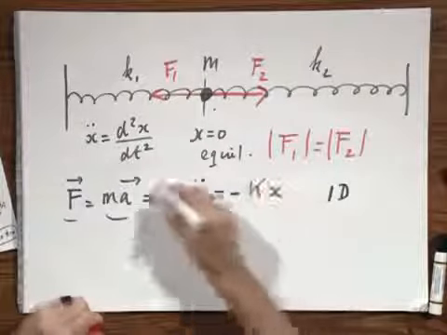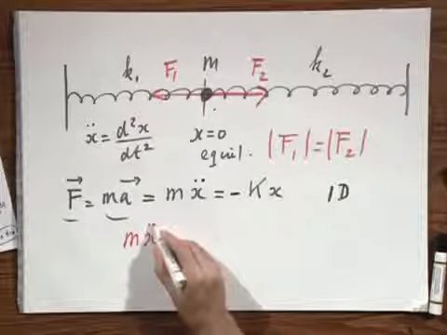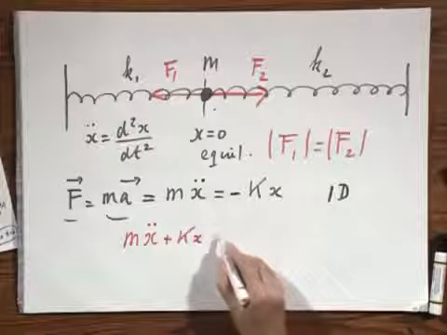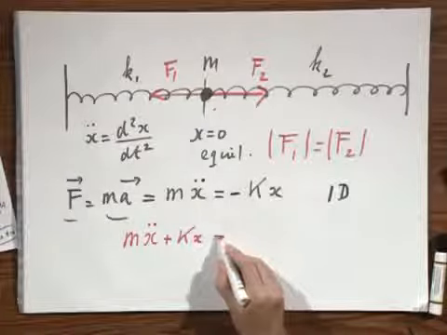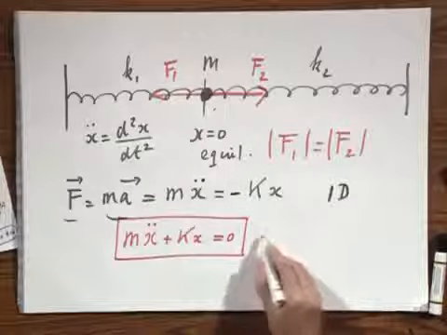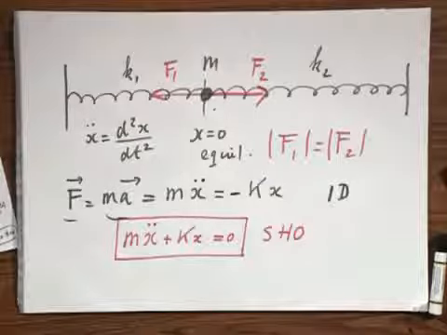Now I'm going to combine these two, and I get the famous equation that you will see a zillion times before this course is over. m x double dot plus Kx equals 0. This is the famous equation of a simple harmonic oscillator.